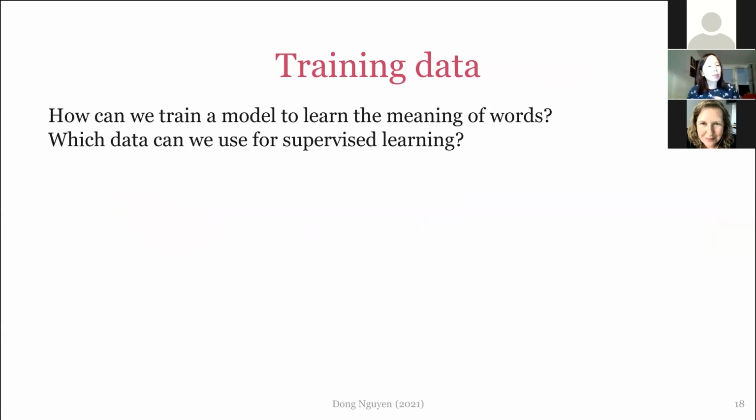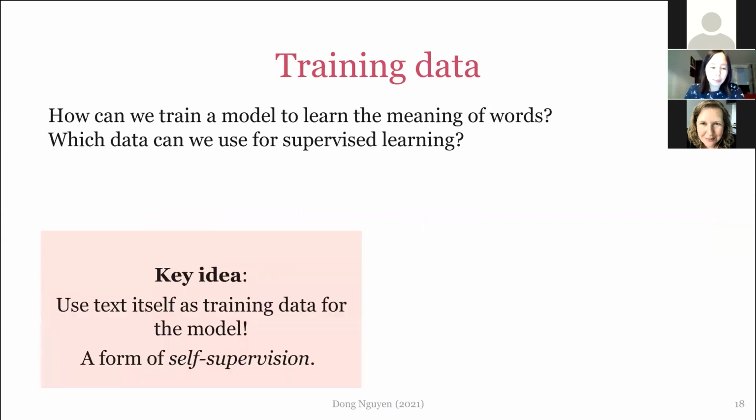So one of the key questions of learning these word embeddings from the data is, what kind of data can we use as a supervision signal? So what data can we use for the model to learn the meaning of words? And here the key idea is that actually we just need to have the text, and the text themselves can already act as training data for the model, and this is called self-supervision. So we don't need any additional manual annotation, for example.